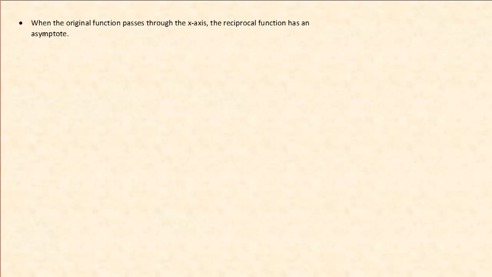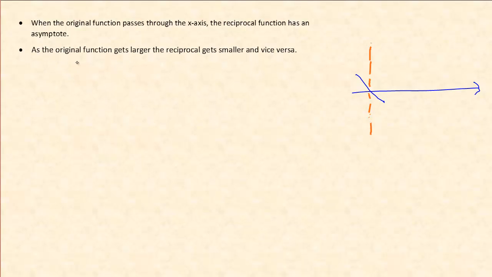So, general observations. When the original function passes through the x-axis, the reciprocal function has an asymptote, and we mean a vertical asymptote. So whenever the original function crosses the x-axis, then the reciprocal function would have a vertical asymptote. As the original function gets larger, the reciprocal gets smaller, and vice versa.